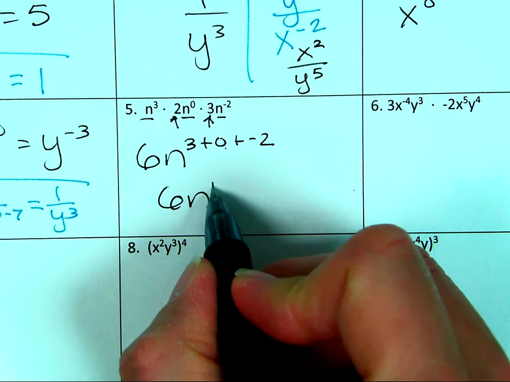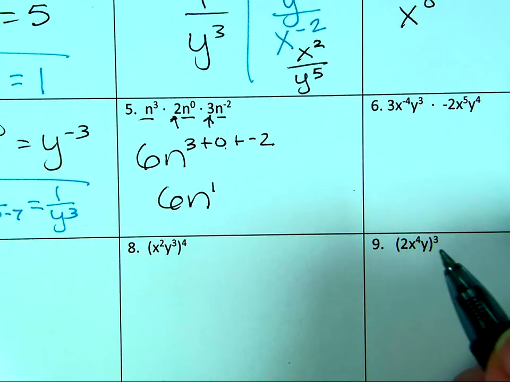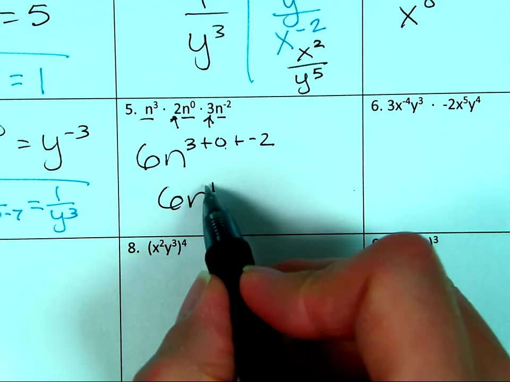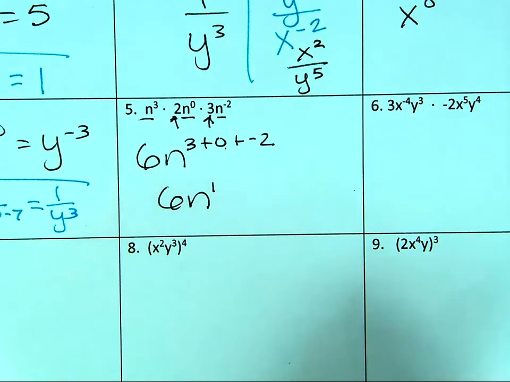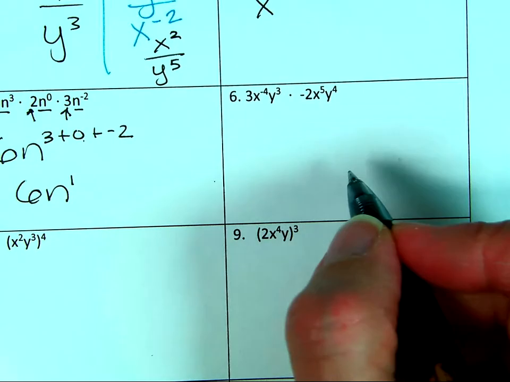You can put the 1 there if I'm your teacher, or you can leave it off. But some teachers say it's not simplified, so you want to watch out for that. Okay, here we go. We're multiplying again.